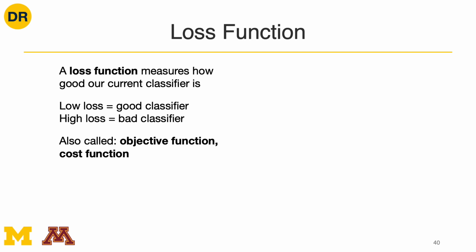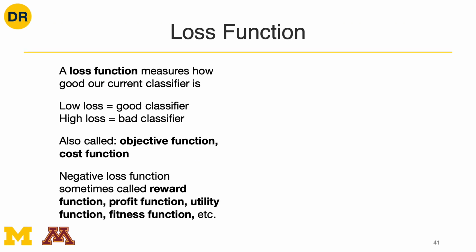All right, so what is a loss function? A loss function ultimately is a function to measure how good our current classifier is. So how good are our current parameters for classifying images. A low loss would correspond to a good classifier. A high loss would correspond to a bad classifier. Sometimes you'll also see this referred to as an objective function or a cost function. Or in the case of reinforcement learning, usually it's called a reward function or a profit function. There are other names, but across all of these names, the goal of that function is ultimately to define how good our current model is, and it's what we're trying to improve during training.